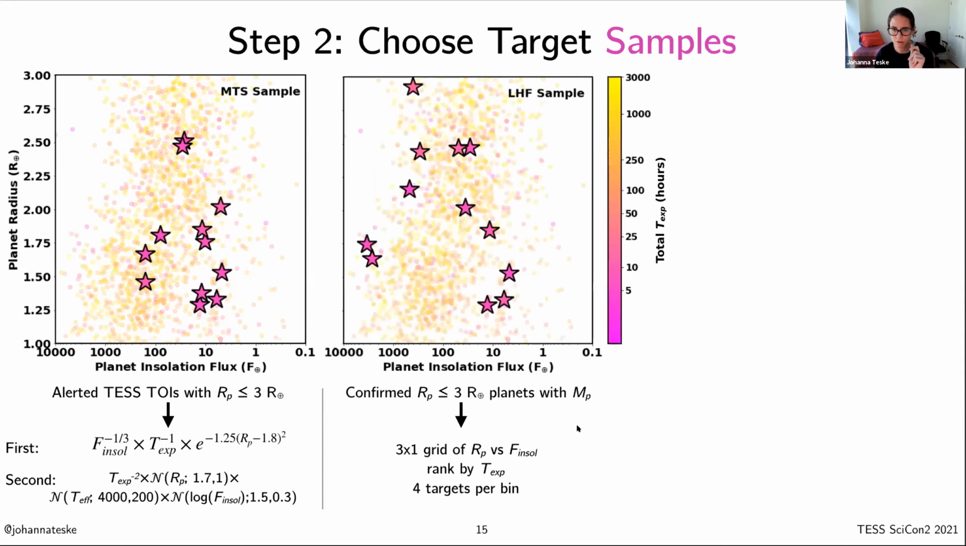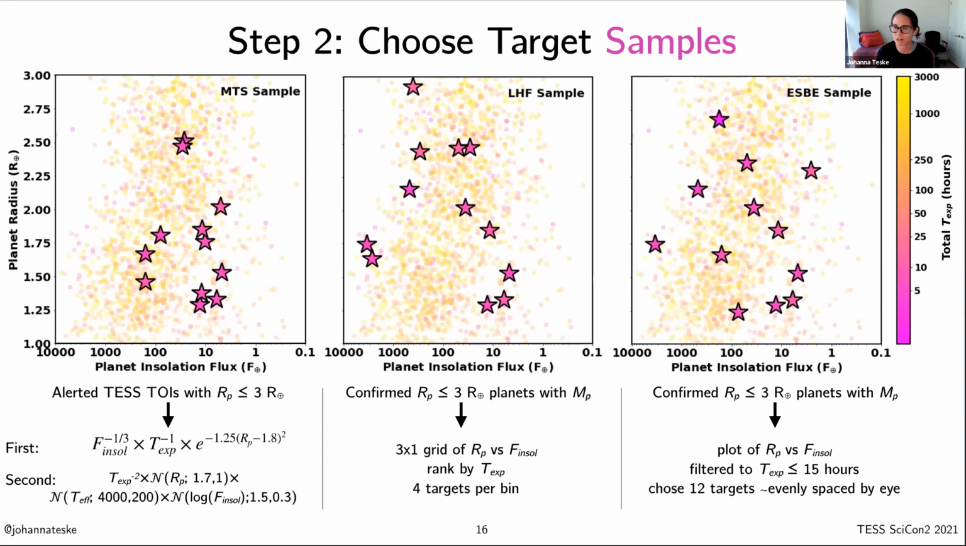So that's one sample. The other is what we're calling the low-hanging fruit sample, where we take all the confirmed small planets with measured or even upper limits on masses. We make a grid, so the lines are here and here. And then in each of those 3 radius boxes, we pick 4 targets that have the lowest exposure times, again calculated in this same way. And then we have a third sample we wanted to try, which I'm calling evenly spaced by eye, which has the same parent sample as the low-hanging fruit sample, but we picked the targets by eye. We filtered them based on the exposure time, but then we tried to span the parameter space, but not in a super quantitative way.